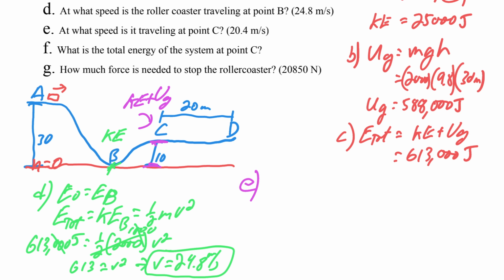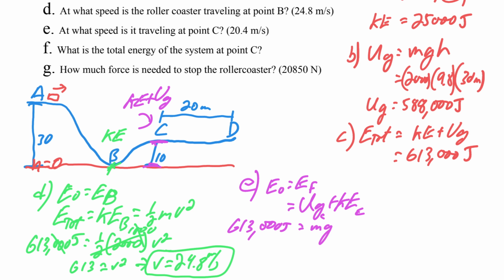So at letter E, we're going to say again, E initial equals E final. Now our E final here is going to be both potential and kinetic energy. And this is going to be essentially at point C, right? So our initial energy, we just keep that the same, 613,000 joules. And now we have some potential, mgh, plus some 1/2 mv squared. Okay, let's calculate the potential first. So this potential is going to be 2000 times 9.8 times 10.